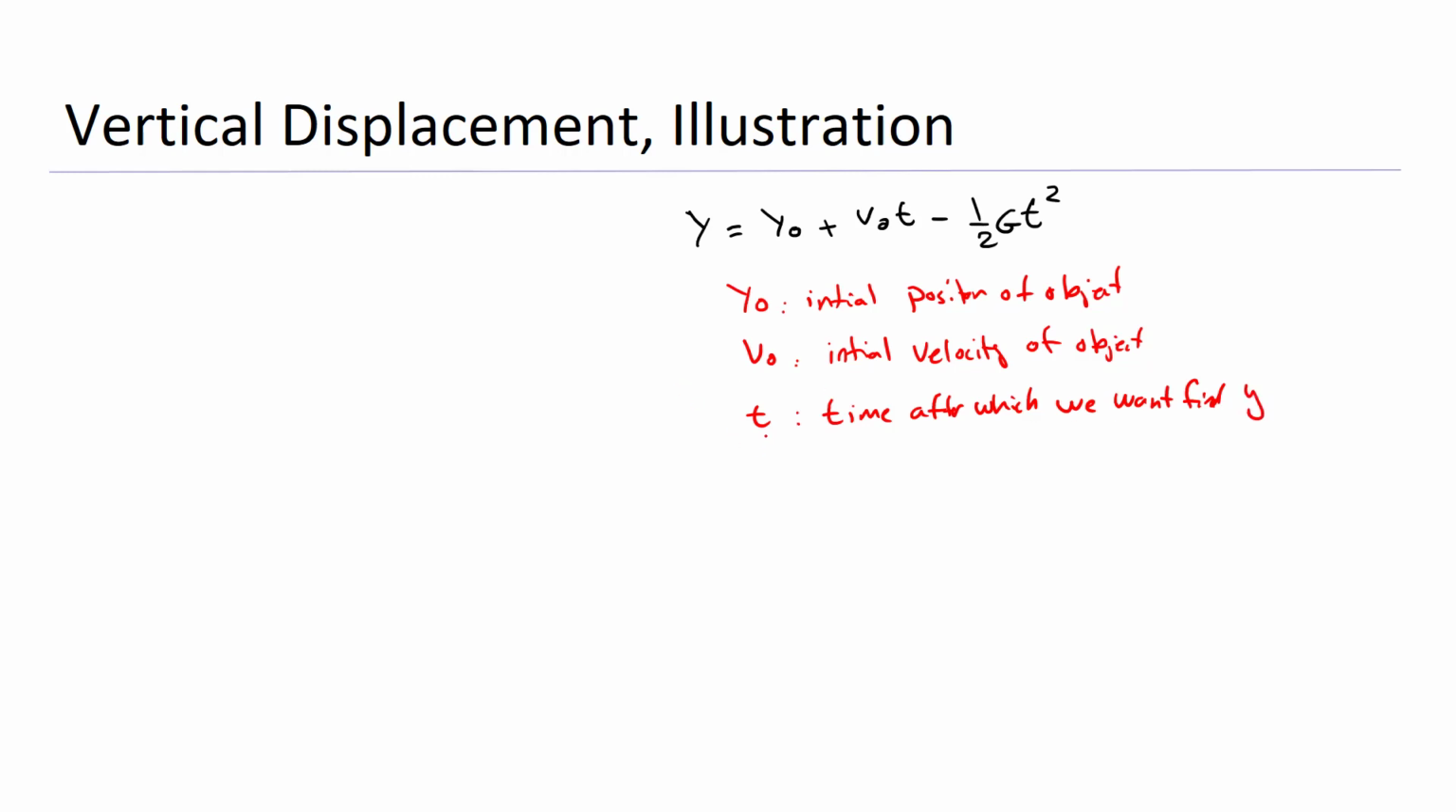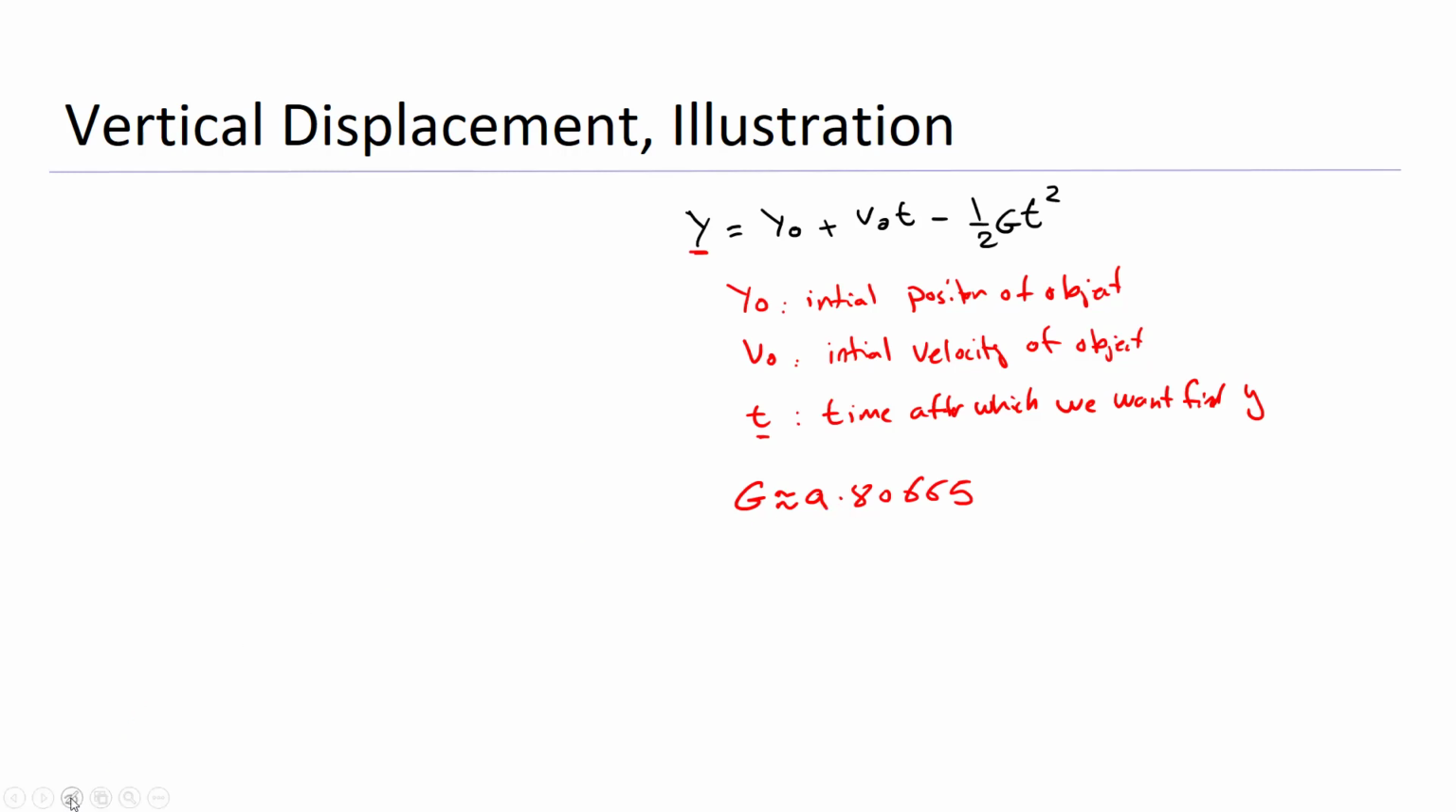So basically after t seconds we want to find the y, or the vertical height of the object that is thrown at an initial position y0 and velocity v0. And in this formula, g is a constant, which is the acceleration due to gravity, and this constant is approximately equal to 9.80665.